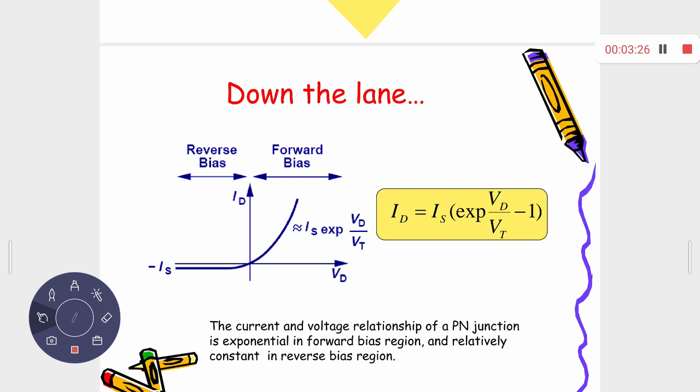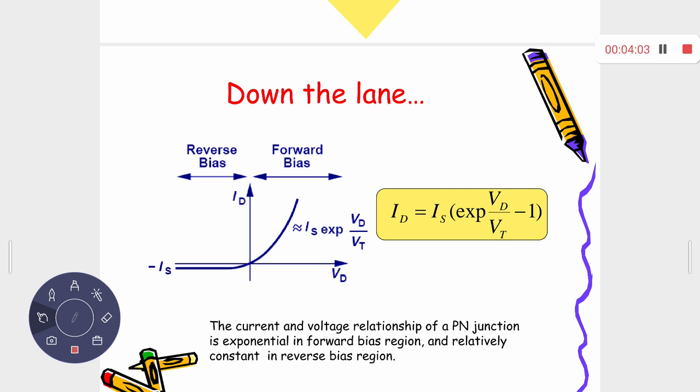Now when this anode to cathode voltage, Vd or VAK, is greater than 0 or greater than a certain value, which we call the threshold value or cut-in voltage, then we call the diode to be in forward bias. And when it is less than 0 or less than that voltage, then we call it reverse bias. The cut-in voltage for an ideal diode could have been 0.